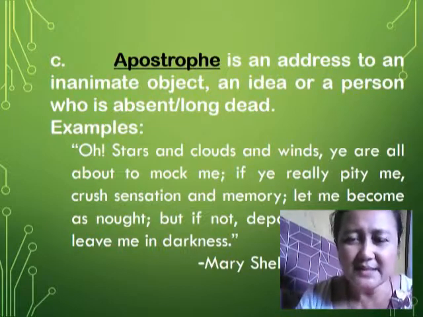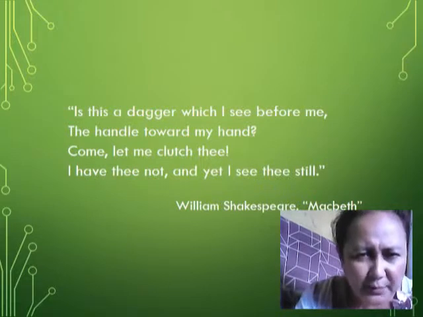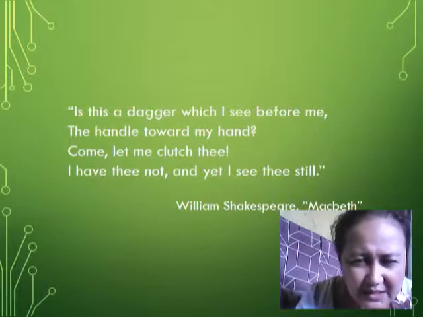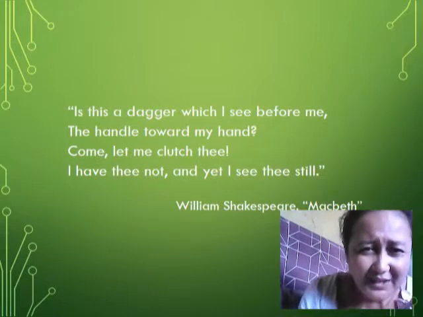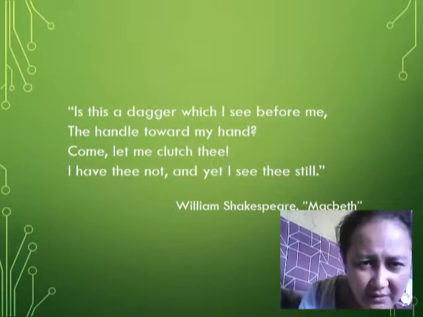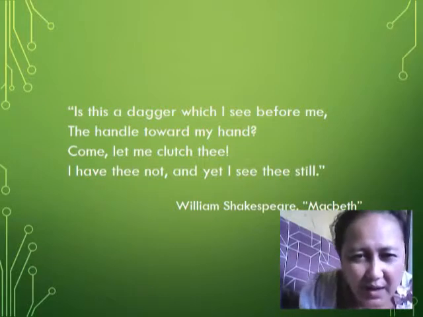Okay, so the next we have here another example from William Shakespeare, Macbeth. Is this a dagger which I see before me? The handle forward toward my hand. Come, let me clutch thee. I have thee now, and yet I see thee still. So the person is trying to address the dagger. Okay, so he's bidding the dagger to come near him.